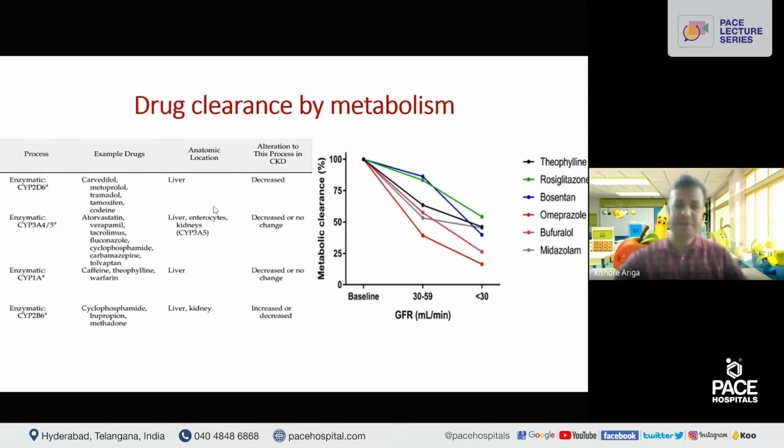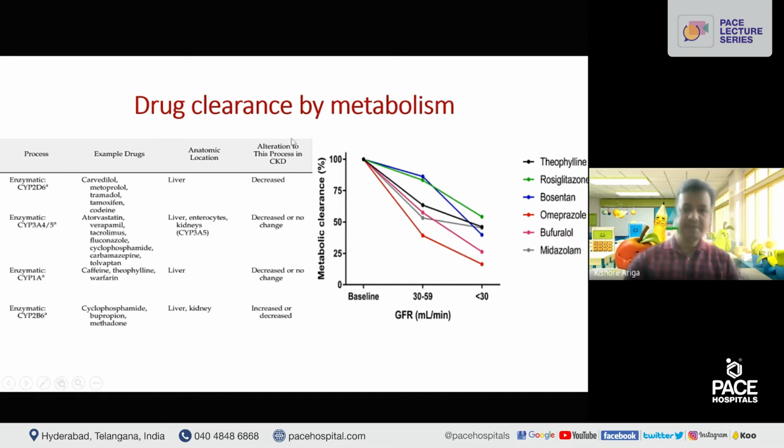So, drug clearance by metabolism. There are so many enzymes in the liver, enterocytes, or other organs of the body which will metabolize many of the drugs, like shown here: CYP2D6, 3A4, 1A and 2B6. These are the drugs which are metabolized. These are not metabolized in the kidney. For example, caffeine and theophylline are metabolized in the liver.